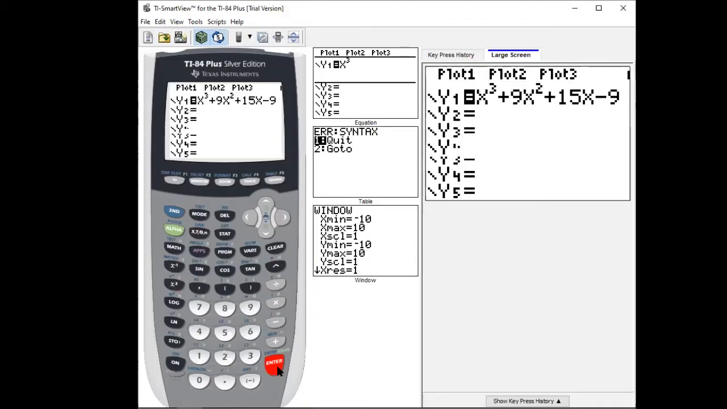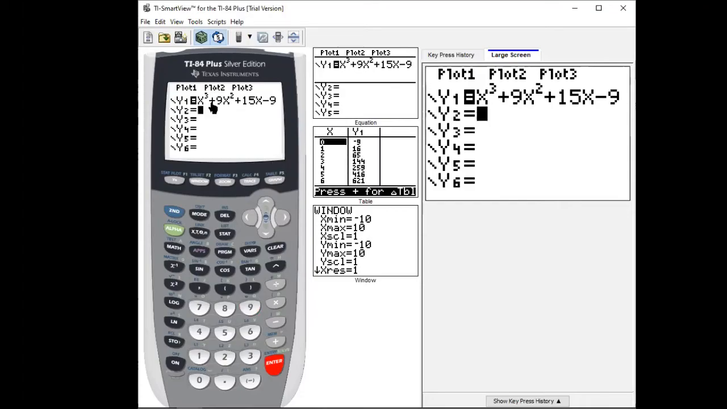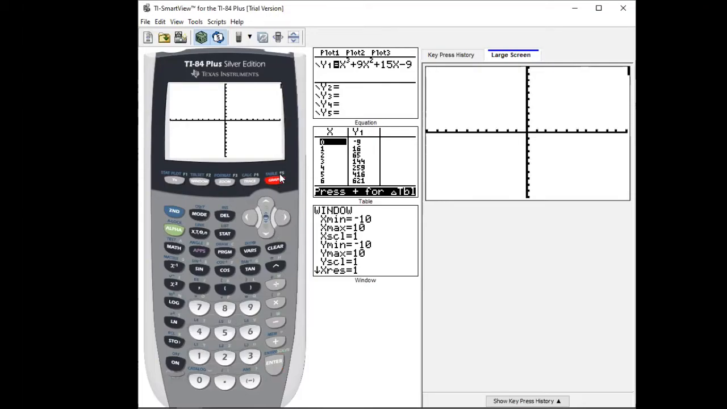I'm going to hit enter. And again, I just want to show you how simple it is to graph this. All right, so x to the third plus 9x squared plus 15x, take away 9. Now I'm going to hit graph, and I'm going to see what it looks like. Oh boy. Okay. Now, the graph went up, and then it came back down, and then it came back up.